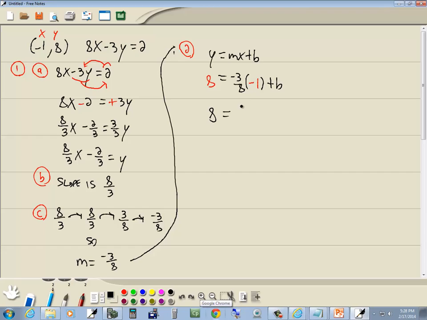Well, a negative times a negative is positive. 3/8 times 1 is 3/8 plus b. And take the 3/8 over to the left side. It becomes a -3/8. Now notice how I did that.